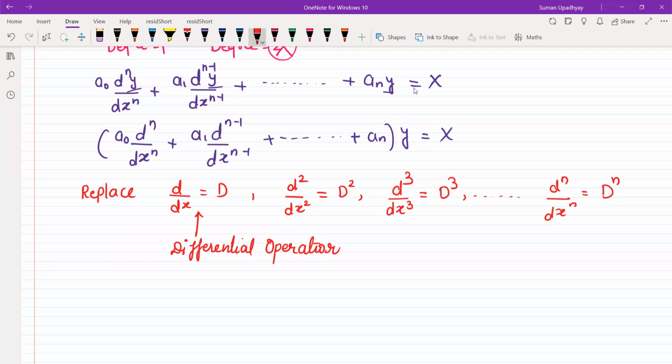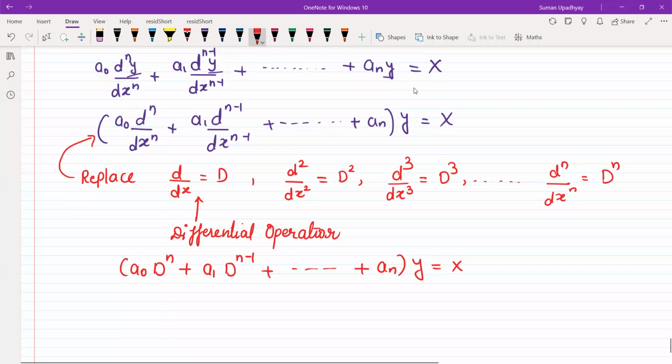Okay. So now all these things we are going to replace in this. So what will I get? A naught D raised to n plus A1 D raised to n minus 1, and so on, the last will be plus an. Understood to all of you? What did I do over here? Yes, ma'am. Okay.